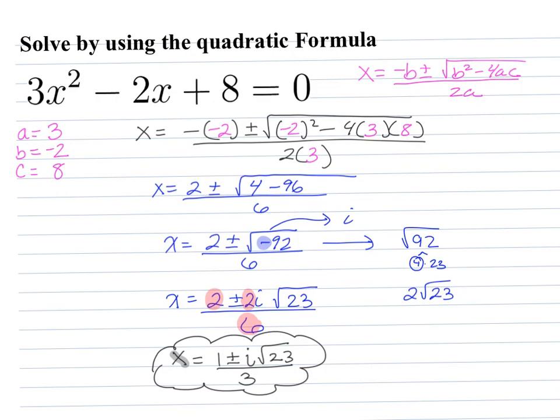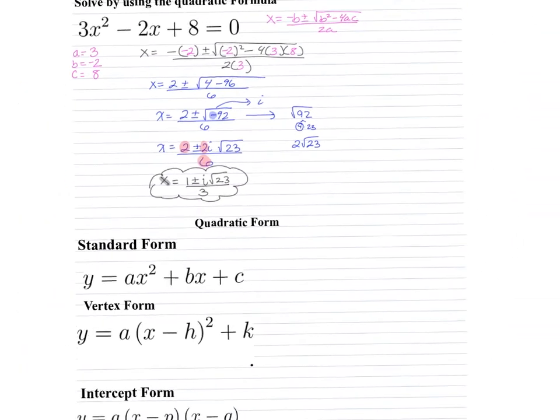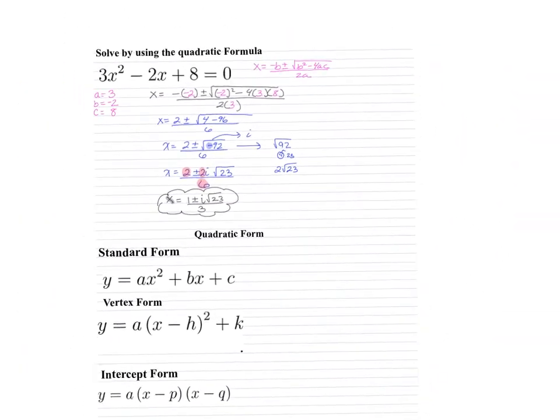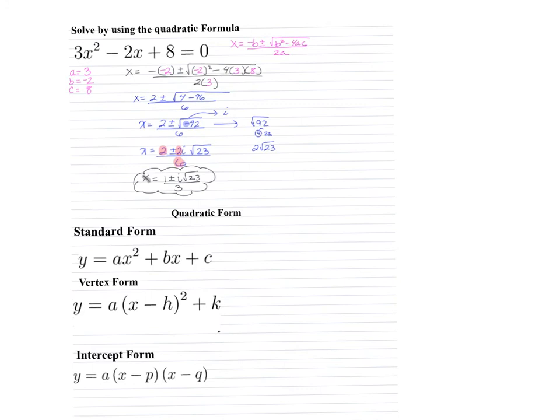The last thing that I need you to copy is the different forms of quadratics. So we have the standard form right here, which is what we usually graph. We have our vertex form, and we have our intercept form. So copy those down. Make sure you go back and you remember these. We will be using them this whole semester.